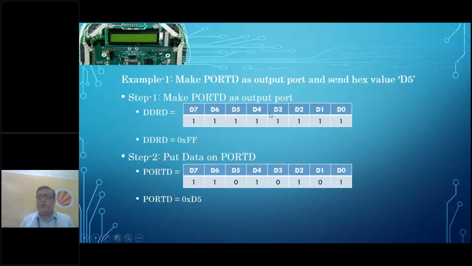Okay, so we start with this. It makes port D an output port, so all the bits are 1. This becomes 0xFF, and then we put data on port D as D5. D5 has first nibble D and second nibble 5. So 13 is 1101 and 5 is 0101. The binary equivalent of D is 1101 and the binary equivalent of 5 is 0101. This is how we can define this.